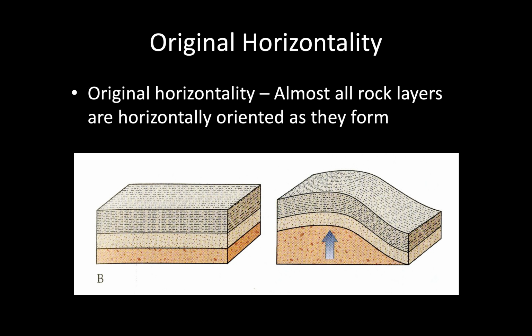Original horizontality. Almost all rock layers are originally horizontal when they form. So take a look at the left-hand column, B. You see the 3 layers, 1, 2, 3. They're laying down horizontally. The one on the bottom is oldest, one on the top is youngest. After that event, something has pushed up those rock layers from behind. This could have been a magmatic intrusion from a volcanic chamber. It could have been a bunch of things. All right? But originally, they form horizontally.